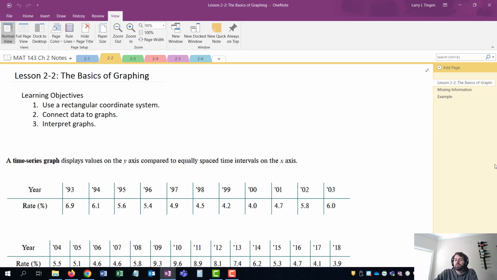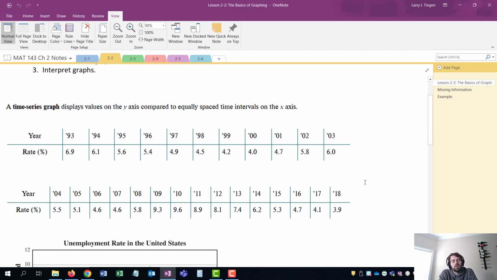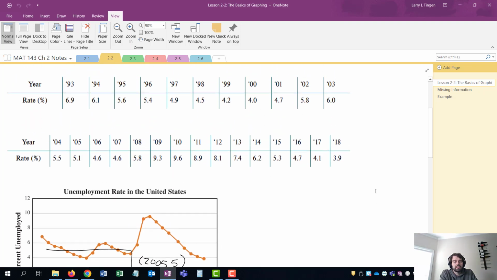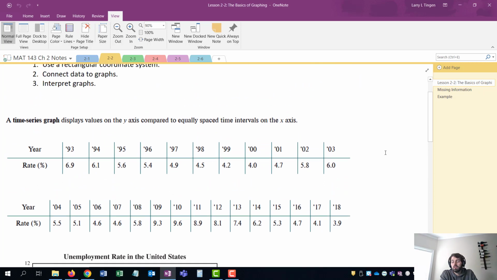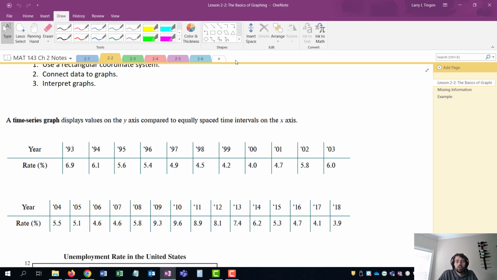So what I have first are two examples of time series data where one of the variables is time and the other is whatever it is you want to measure as time is moving. In this case, we're looking at the unemployment rate for the United States starting in 1993 and going up to 2018. That's when this data was last measured for the book. So you can see that each of these pairs of information, the year and the rate, are combined into a single point.